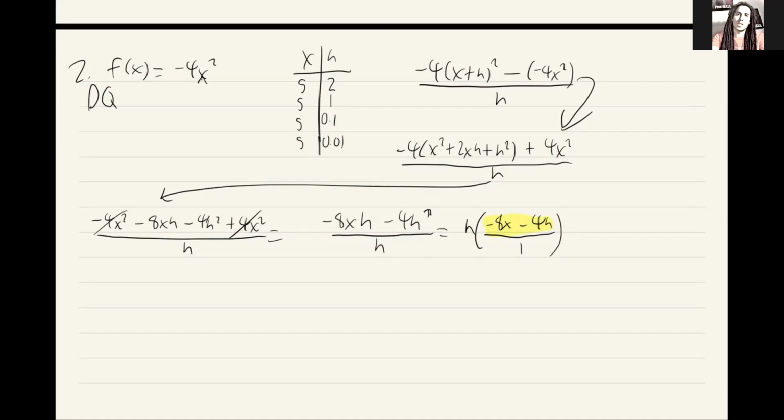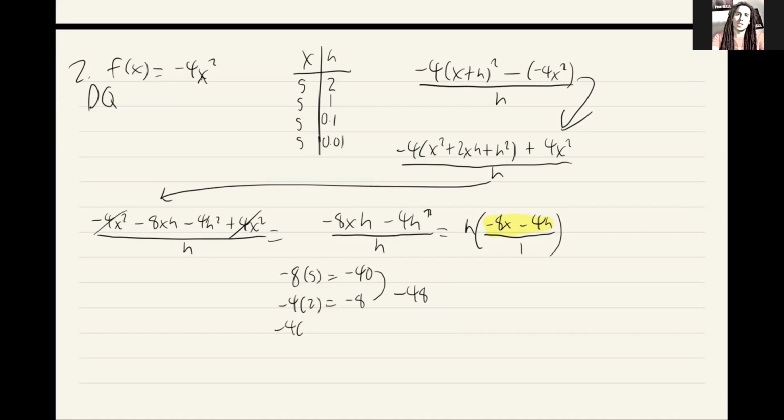Okay, so the next step is to fill in the table. So again, the x value is constant because this is a limit. So when x approaches 5, we're going to do negative 8 times 5, that equals negative 40. This is going to be a constant here. But what happens for the negative 4h when we plug in 2? That becomes 8. And when we add these two together, that becomes negative 48.